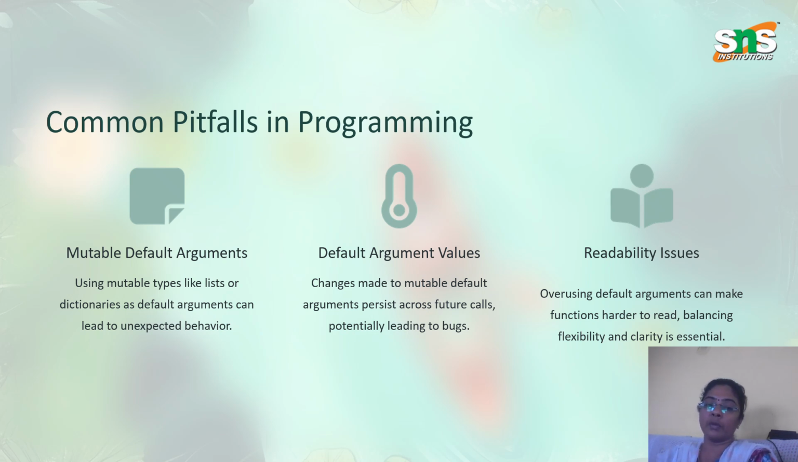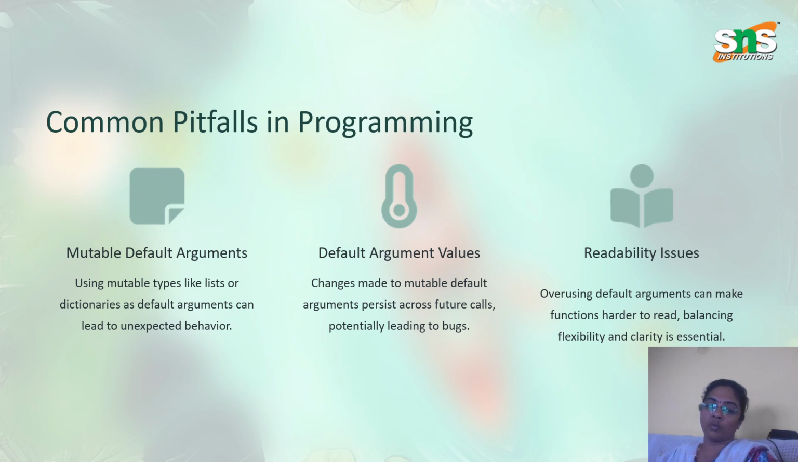And then we are able to use mutable types like lists or dictionaries as default arguments. These mutable types have their own argument values, and they can persist across future calls. So it may lead to bugs also. So these are some of the drawbacks of using default arguments. And then readability issues also occur.